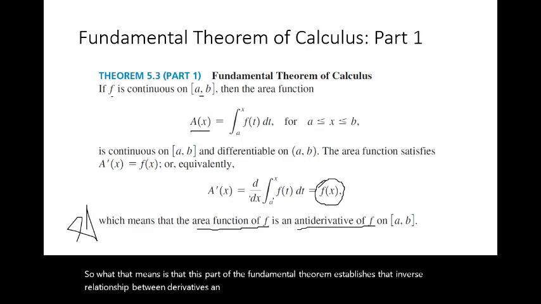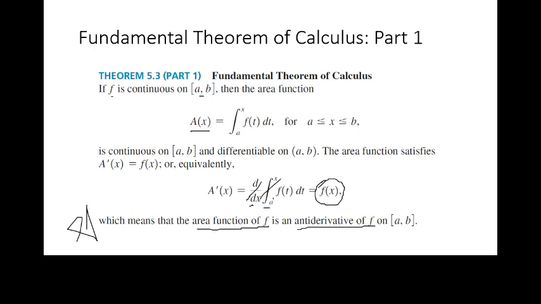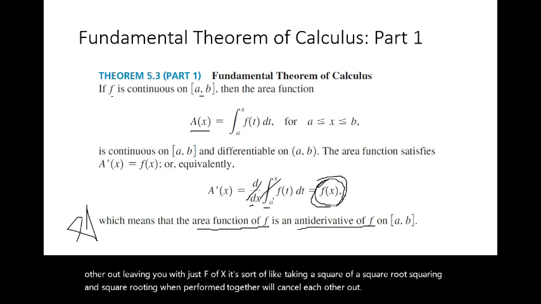This part of the fundamental theorem establishes that inverse relationship between derivatives and integrals. The differentiating operation and the integrating operation cancel each other out. So when you take a derivative of an integral, they are going to effectively cancel each other out, leaving you with just f of x. It's sort of like taking a square of a square root. Squaring and square rooting, when performed together, will cancel each other out. So if you take the derivative of an integral, those cancel out, leaving you with the inner function evaluated at that upper bound x.